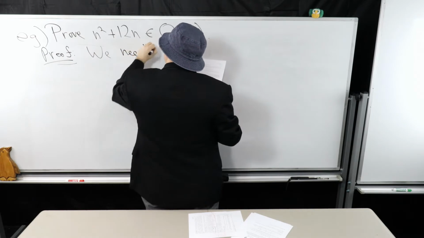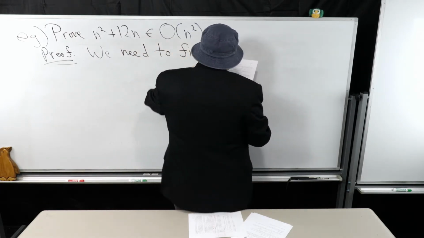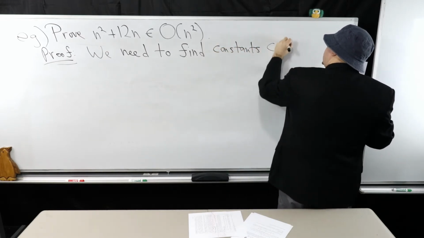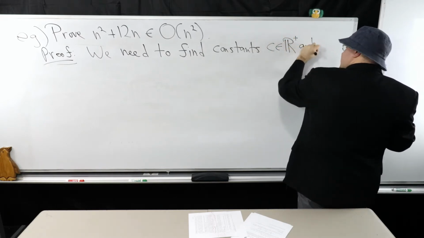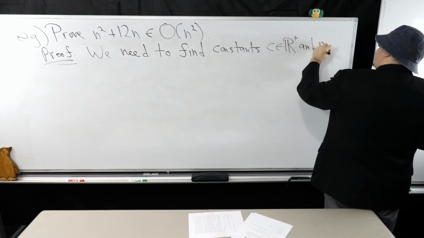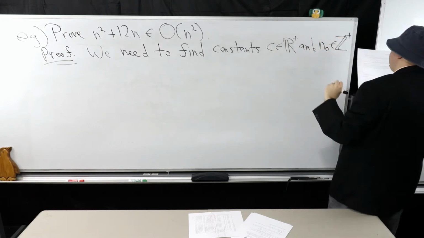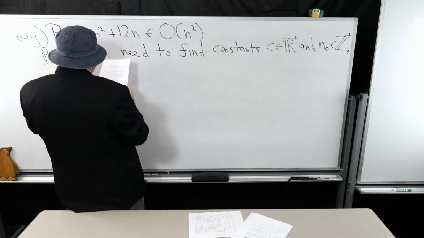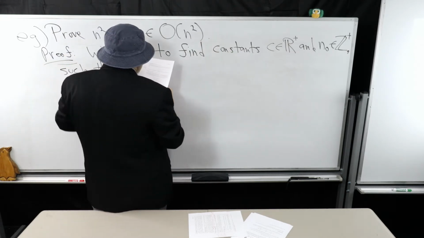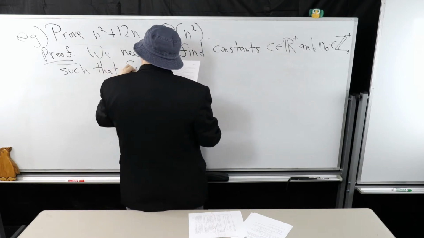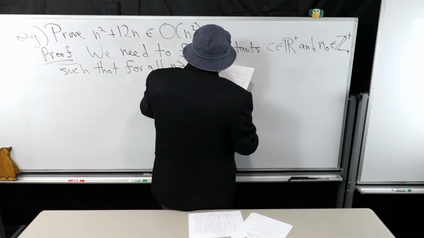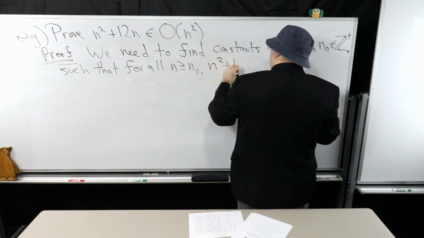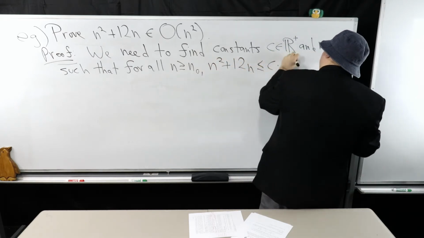We need to find constants c, which is a positive real constant, right? And n0, which is a positive integer, such that for all n greater or equal to n0, what do we want to do? We want to say that n squared plus 12n is less than or equal to c times n squared.